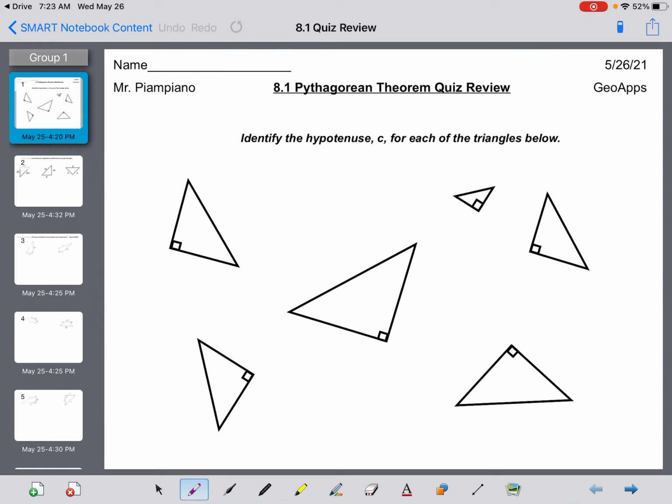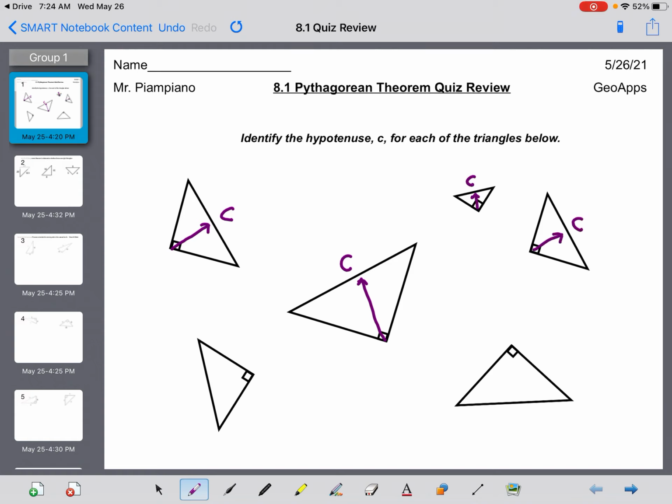So, identify the hypotenuse C for each of the triangles below. Remember the trick I taught you: you draw a line through your 90-degree box, and that's going to point you to C. Again, draw your line through your 90-degree box, there's your C.